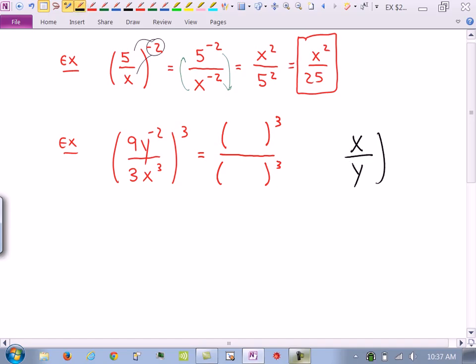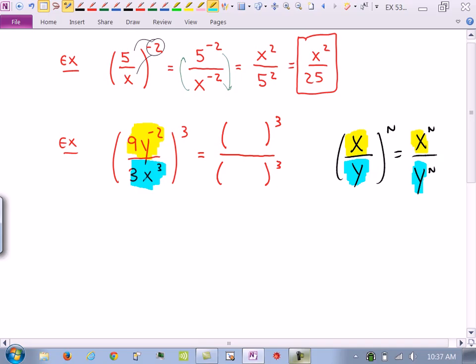If I have x over y to the n, this is what the property says, right? So if x is some blob of junk there, and y is some blob of junk there, then the property says just take your junk on top, raise it to the n, take your junk on the bottom, raise it to the n. So my junk over here is everything in here. That's my x. Everything in here is my y. So all I'm going to do is take that x, raise it to the third, and take that y, raise it to the third also.